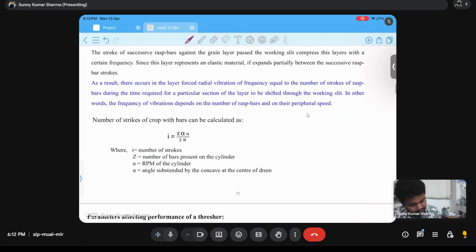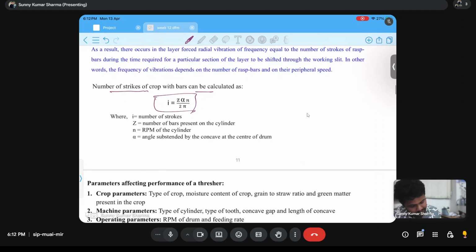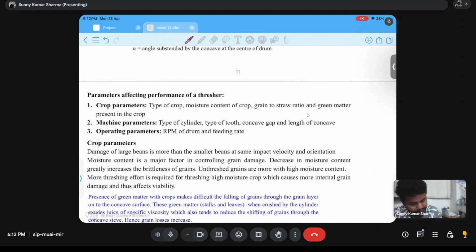Next thing is the number of strikes of the crop with bars. This formula can be used. And next thing is parameters affecting the performance of a thresher.